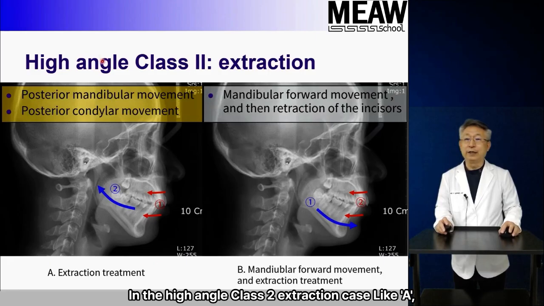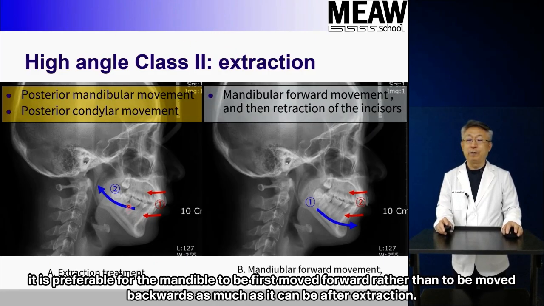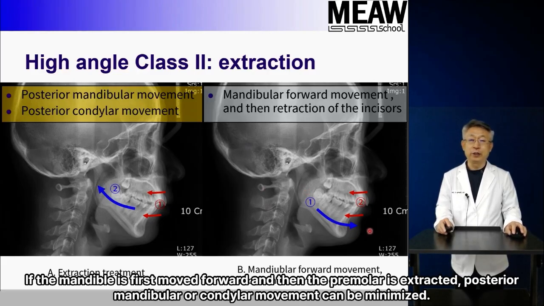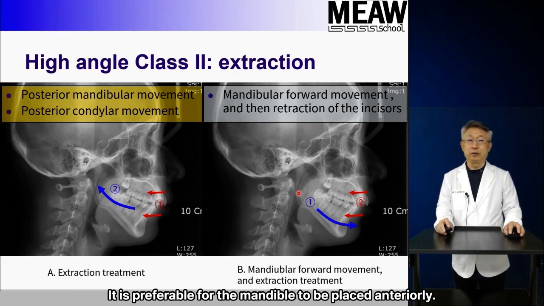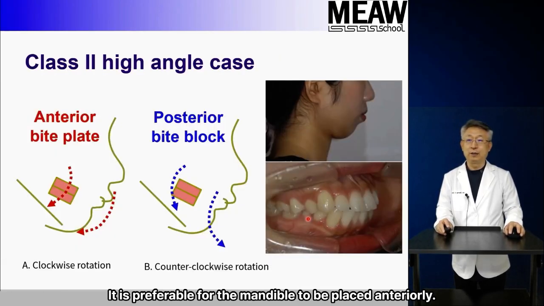In the high-angle Class 2 extraction case like A, it is preferable for the mandible to be first moved forward rather than to be moved backwards as much as it can be after extraction. If the mandible is first moved forward and then the premolar is extracted, posterior mandibular or condylar movement can be minimized. Where should the mandible be placed to solve Class 2 malocclusion? It is preferable for the mandible to be placed anteriorly.